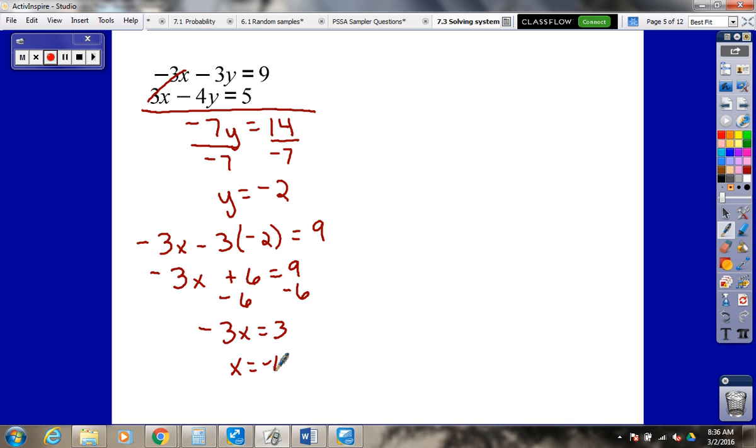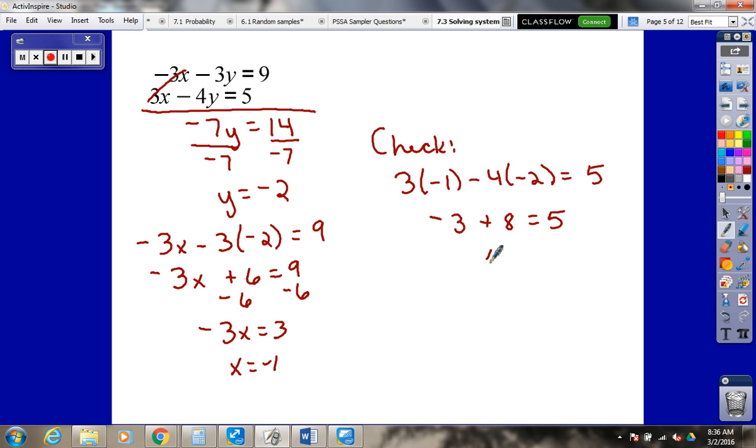And then we should check that. We'll use the second equation since we didn't use that yet. 3 times negative 1 minus 4 times negative 2 equals 5. We get negative 3 plus 8 equals 5, and that's true. 5 equals 5. So we know that we got that one right. Okay, so this is the very simplest kind of elimination systems to solve.